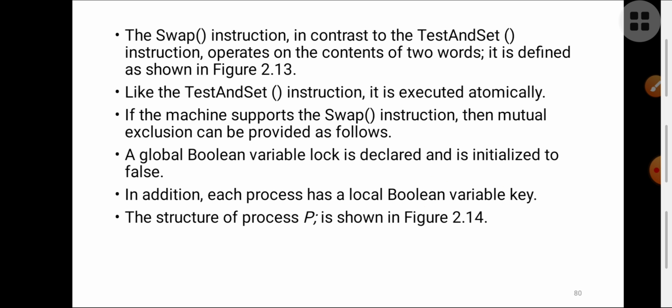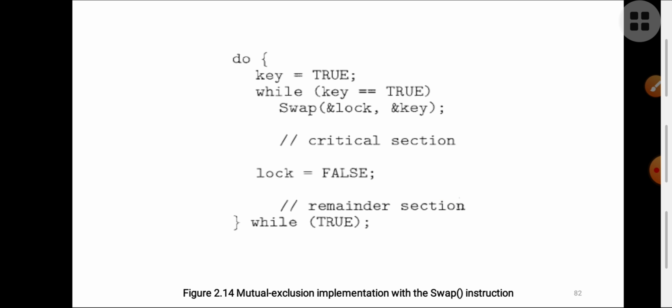If the machine supports the swap instruction, then mutual exclusion can be provided as follows. A global boolean variable lock is declared and initialized to false, so initially the lock will be false. In addition, each process has a local boolean variable key. The structure of a process P is shown in this figure. Mutual exclusion implementation with the swap instruction is like this. Key is true, and while key is true, swap the address of lock and the address of key. After swapping, execute the critical section, and once its execution is completed, lock will become false. Then execute the remainder section, while true.